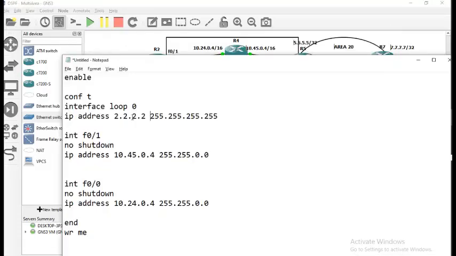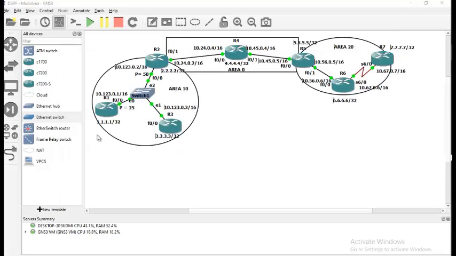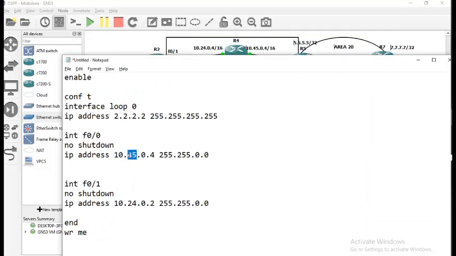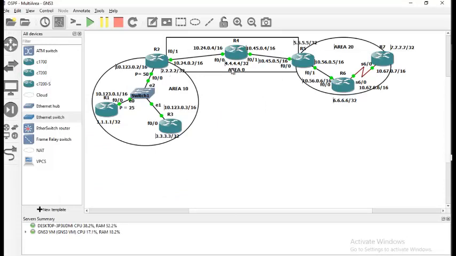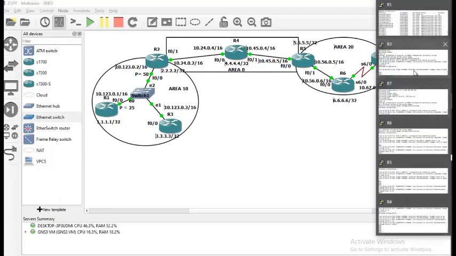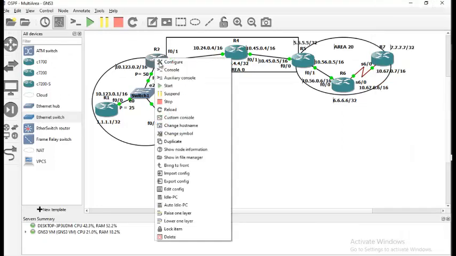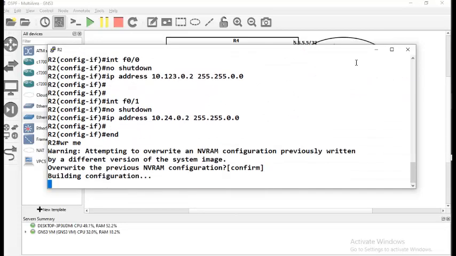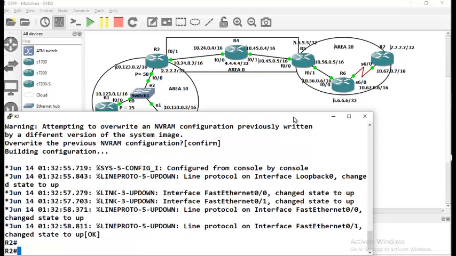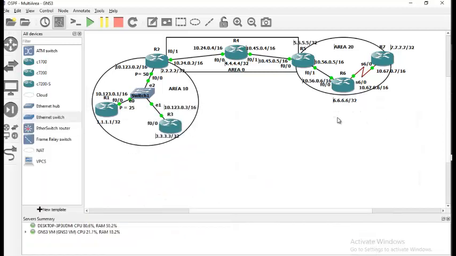10.24.2.10.123. Router 2. After this, OSPF.